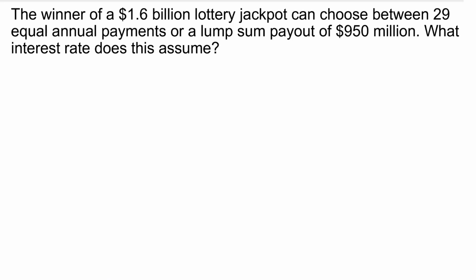All right, the final question that we're going to look at today: the winner of a $1.6 billion lottery jackpot can choose between 29 equal annual payments or a lump sum payout of $950 million. What interest rate does this assume? So this is actually how the lottery works, and this was the largest lottery jackpot in history.